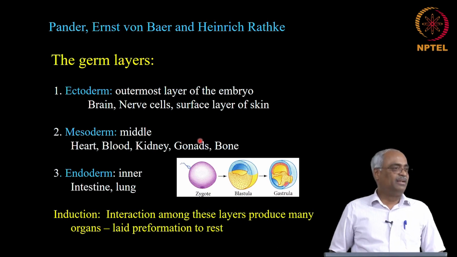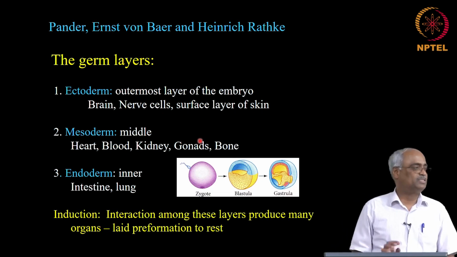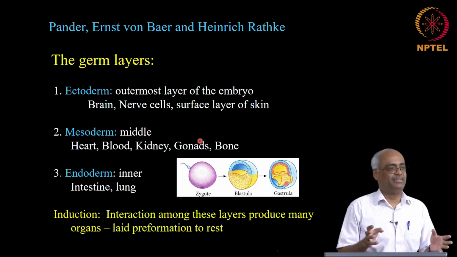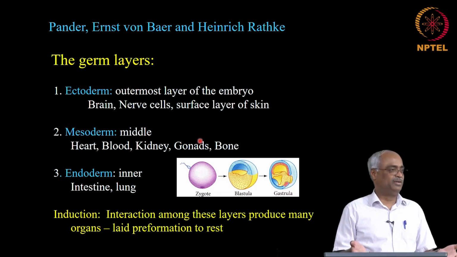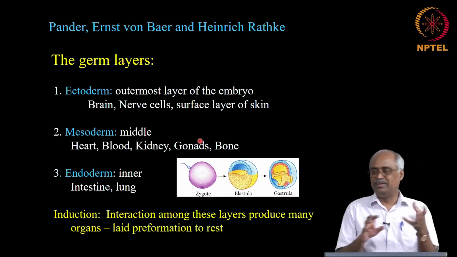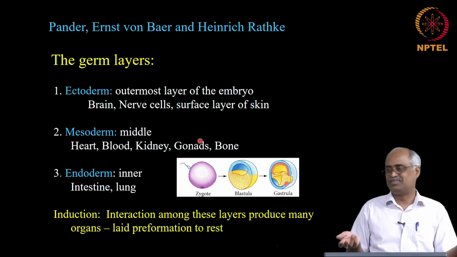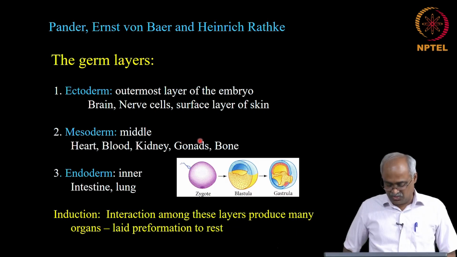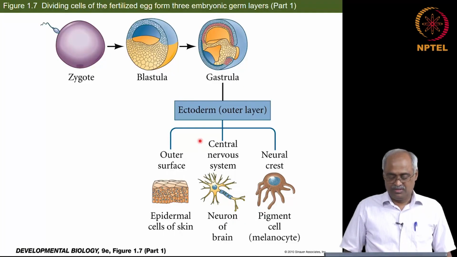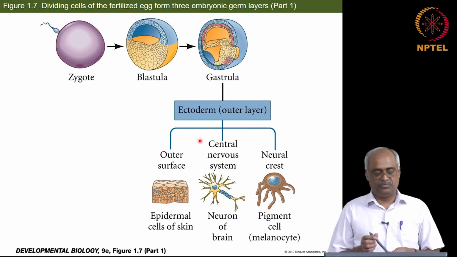And the induction, also in the context of the epigenesis preformation argument, was really the final nail in the coffin, so to say. When you have one layer inducing another layer to form, where is the preformation, right? So after that there is no talk of preformation. So this is the detail of what kind of cells come from which layers.